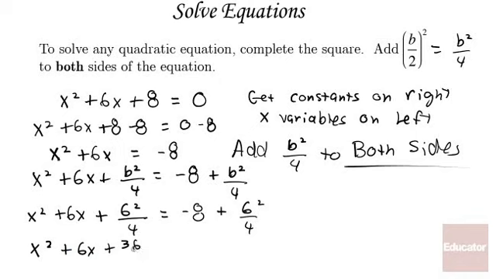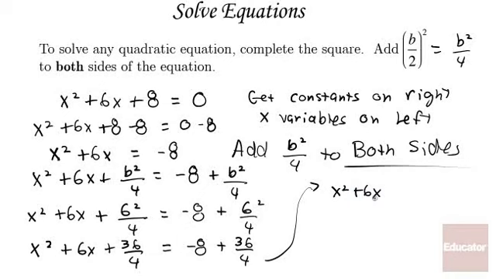This is going to give me 36 divided by 4, which comes out to 9. So coming up here, x squared plus 6x plus 9 equals negative 8 plus 9. Or x squared plus 6x plus 9 equals 1. Now I have a perfect square trinomial.